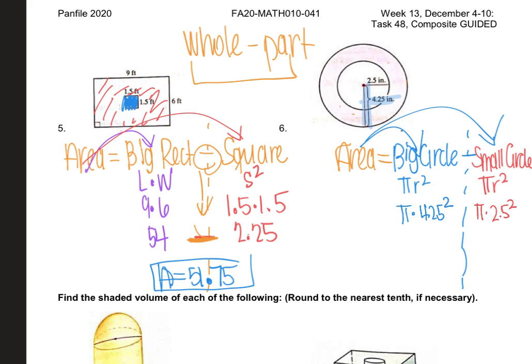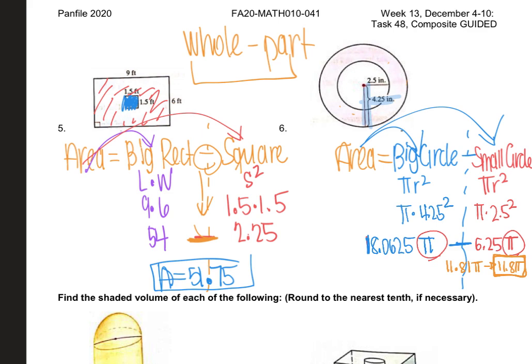So for the big circle, I get 18.0625 pi minus 6.25 pi. Now, because they both have pi at the end, I can subtract them. And I can get 11.81 pi, which really rounds just to 11.8 pi.